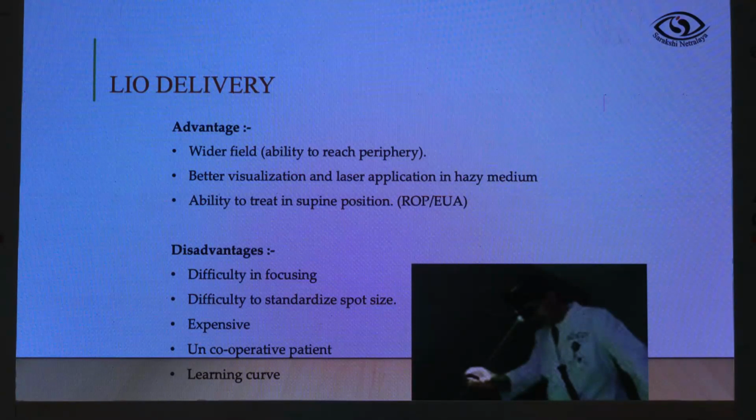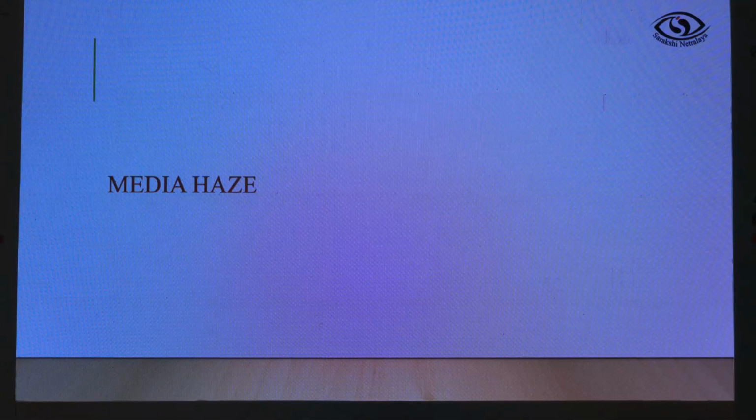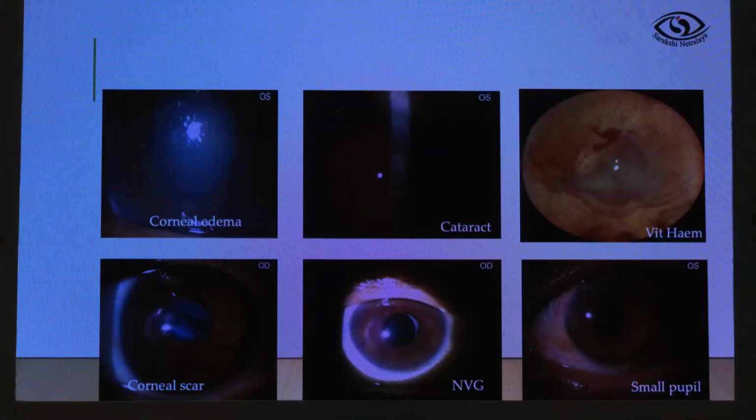LIO delivery system is preferred in cases of media haze, but the main disadvantage is it has a long learning curve. Now, how to tackle the media hazes? So these are the various situations which you can get along with, in cases of PDR or any other thing when there is media haze.